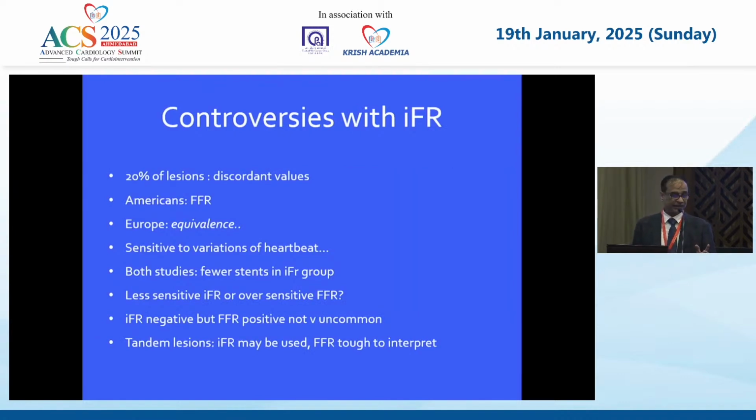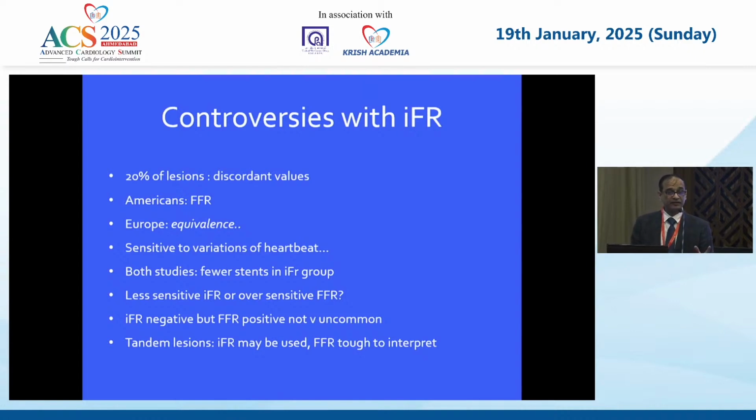Now, 20% of the time you get discordant values in these. The Americans still swear by FFR. The Europeans say they are equivalents. They are sensitive to variation of heartbeat. So sometimes with patients with atrial fibrillation, etc., they're not so easy to always place reliance on.